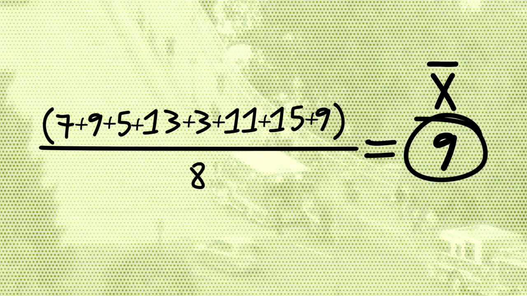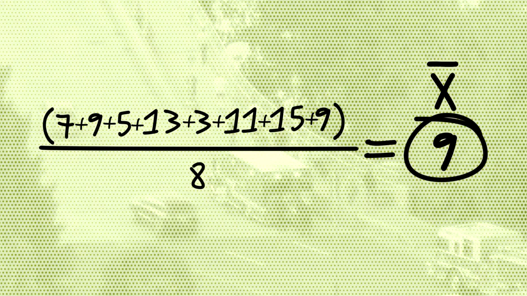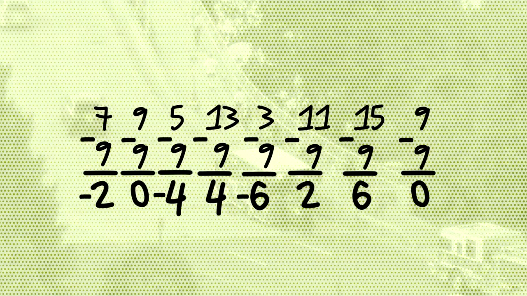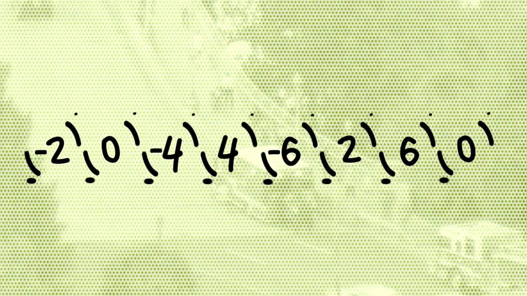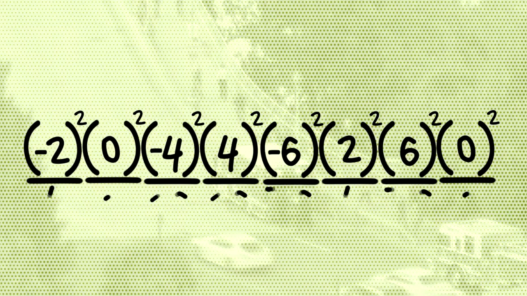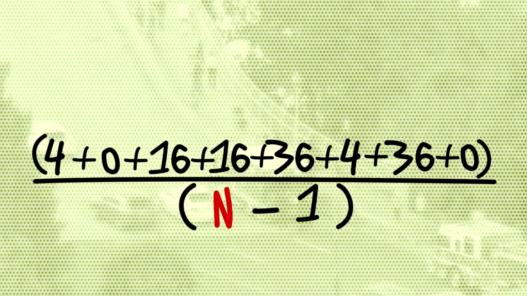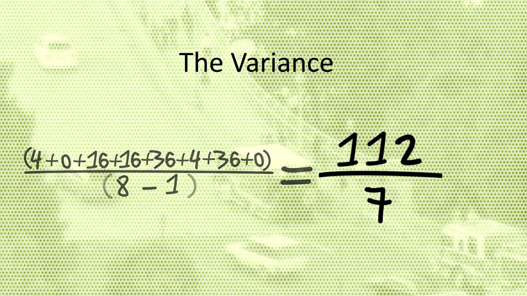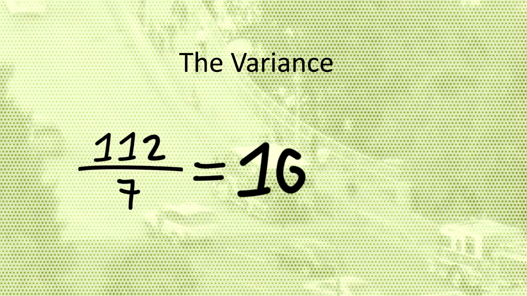Next, we would need to find the deviations from the mean, that is, the difference between each observation and the mean. Since our mean is 9, we would subtract 9 from each of our observations. As a third step, we would square each of these deviations. Next, we average the squared deviations by adding them up and then dividing them by n minus 1, that is, 1 less than the sample size. This average of the squared deviations is called the variance.